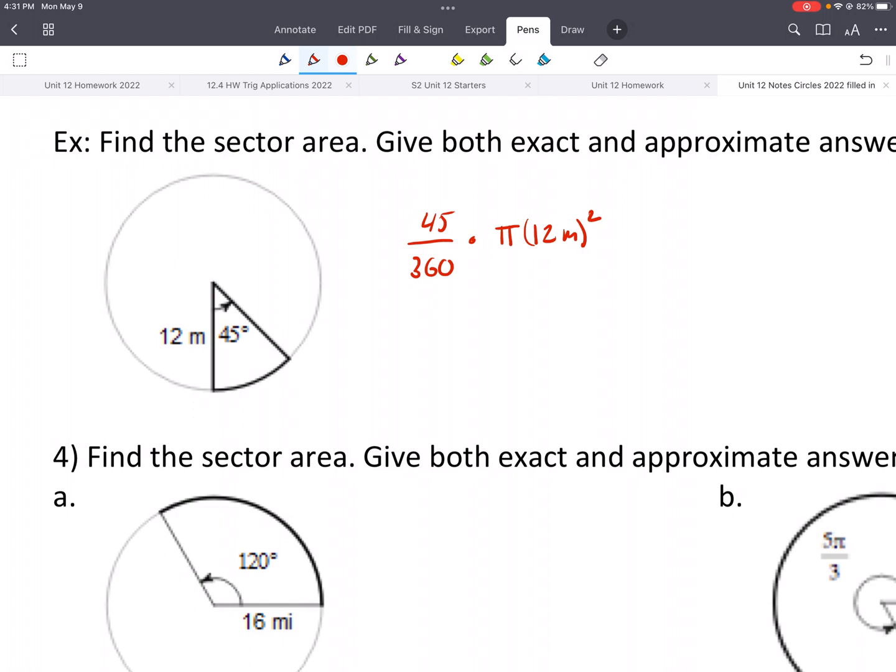You're going to do the same sort of thing. We're going to keep that pi by itself. We'll evaluate everything else. So we have 45 divided by 360, and then we're going to multiply it by 12 squared. Here I get 18 pi, and there'd be meters squared. I think all of these have units, so make sure you include your units. That would be the exact. The approximate, we would just do 18 times pi, and I get approximately 56.5 meters squared.